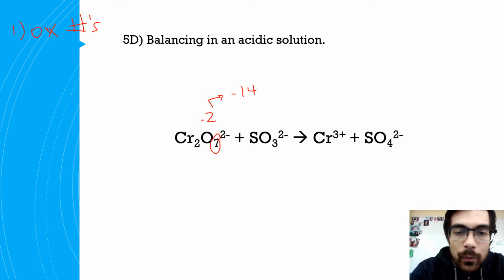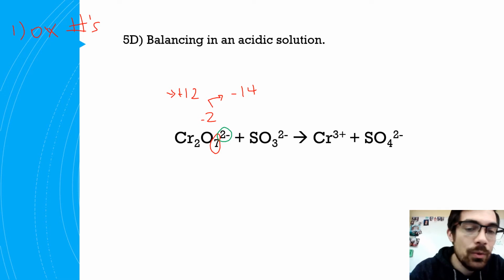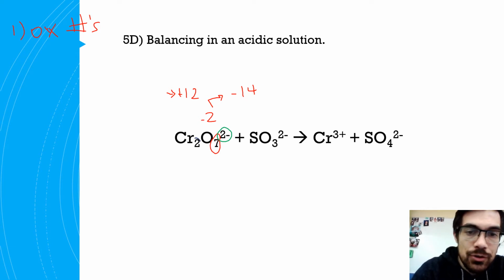Now, with chromium, the Cr, there's 2 of them, so the total positive charge has to be plus 12, because this molecule has a charge of 2 minus. That means the total charge has to add up to negative 2, and to get that, chromium would have to have a total of positive 12. What we should also notice is that there are 2 chromiums attached to the oxygens, so each of those has to be plus 6.